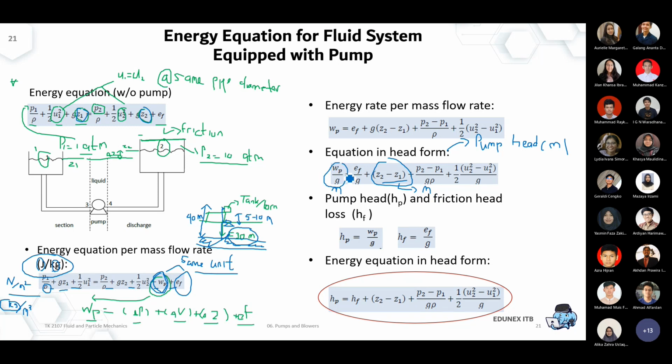Later when you want to convert from head into joule per kilogram, you just need to multiply by the gravity constant. And then if you want to convert to joule per second, you have to multiply by kilogram per second, the mass flow rate. So don't be too distracted by a lot of equations. Be simple in understanding the unit of the equation.